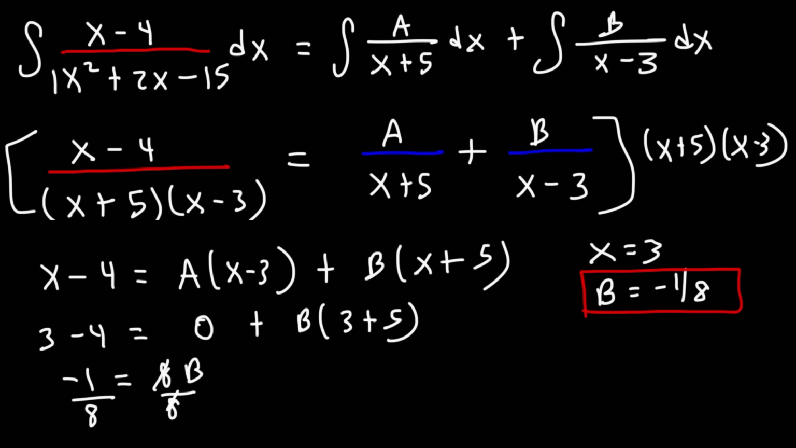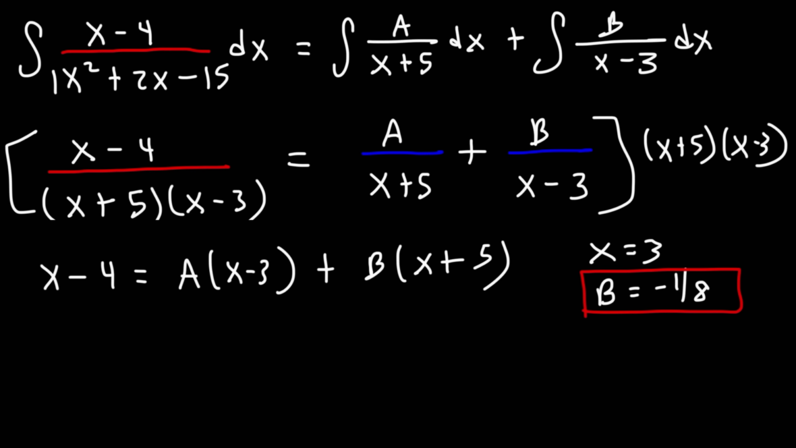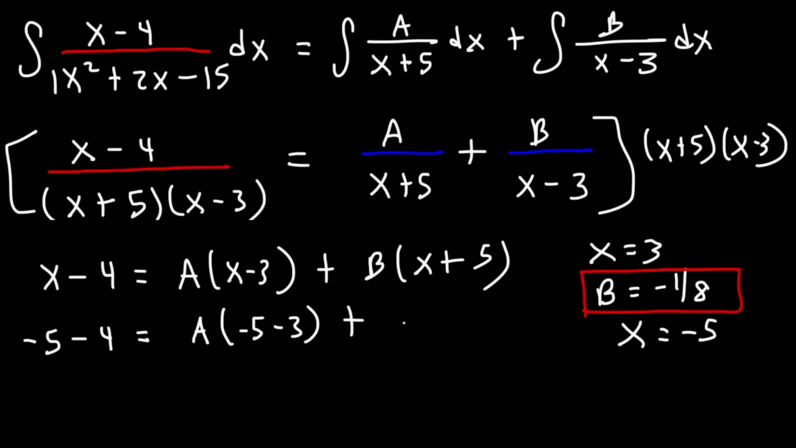So now let's go ahead and calculate a. What x value do we need to plug in to get a? To find that x value, you could set x plus 5 equal to 0 and solve for x. If you do, you get x is equal to negative 5. So that's what we're going to plug in. We're going to plug in negative 5. So this becomes negative 5 minus 4 is equal to a times negative 5 minus 3. And then negative 5 plus 5 will become 0. But you can write it out to show your work if you want to.